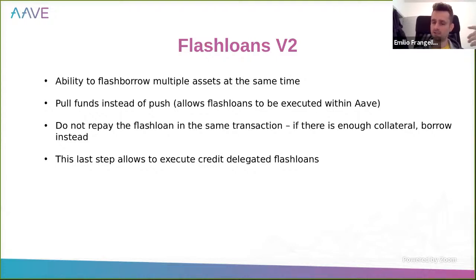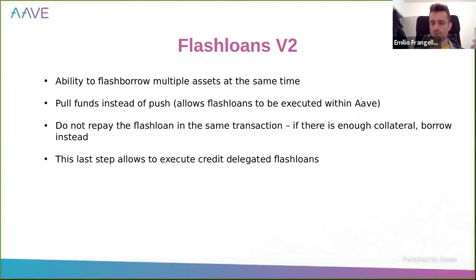This might not seem like a big change at the beginning, but it actually makes a huge difference, because it gives a lot of different capabilities to flash loans. Within the flash loan itself, you can operate within the protocol. For example, you can flash borrow from the protocol to liquidate a position in the protocol itself. That was not possible in Aave v1.